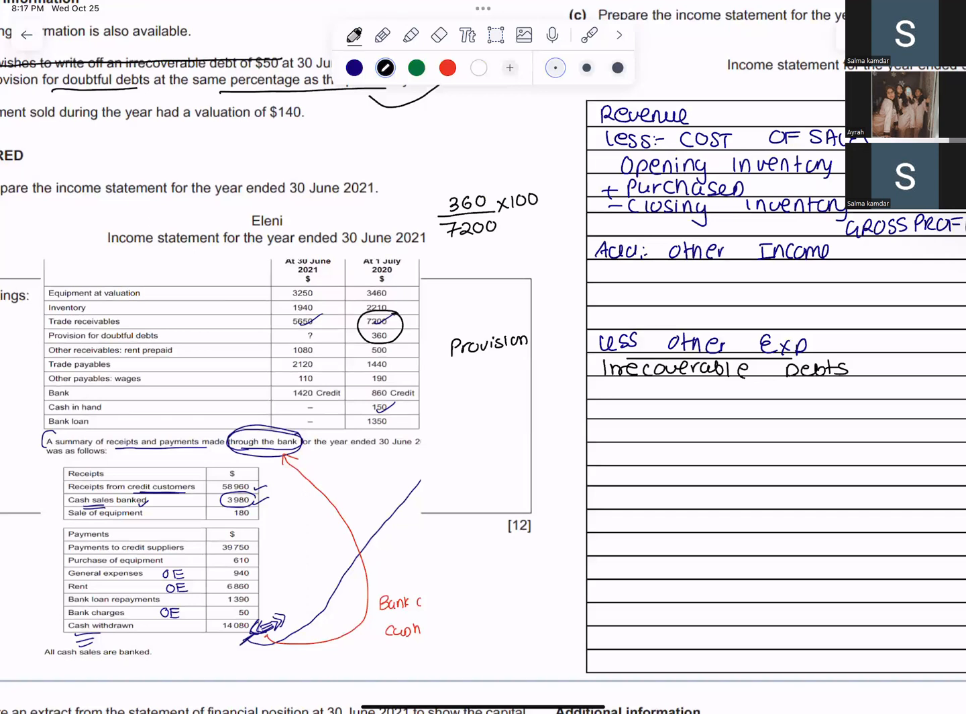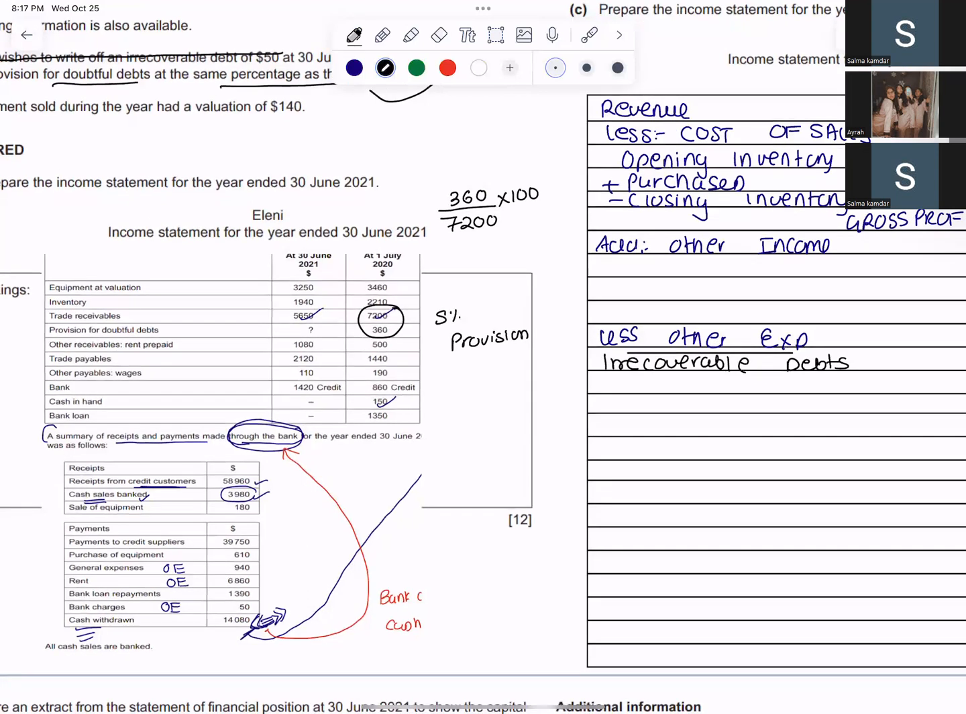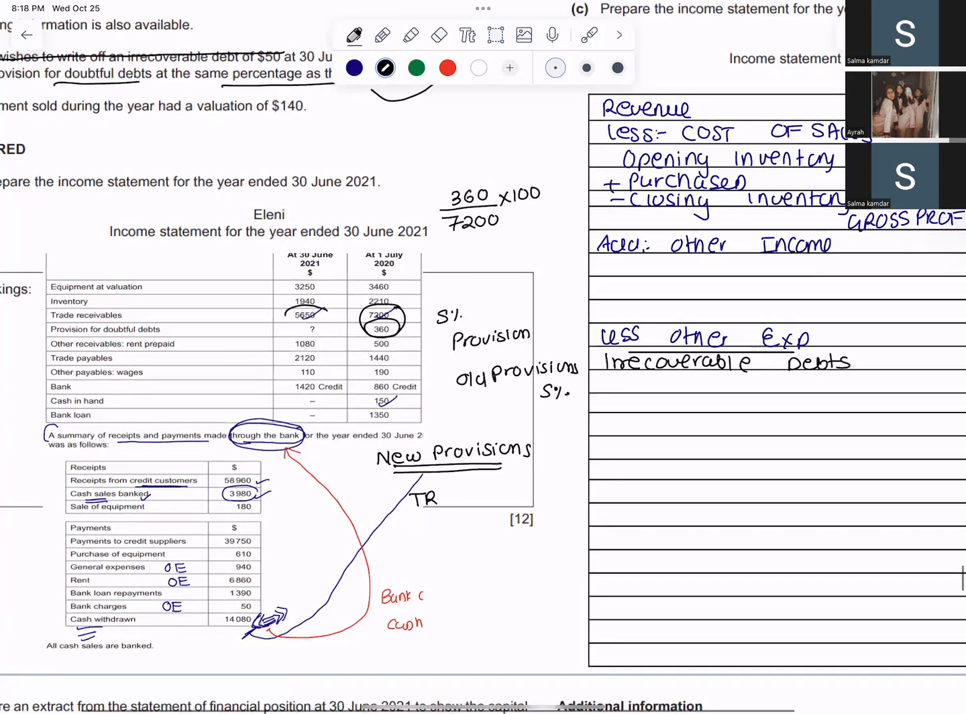It's 5%. That means the old provision was how much percent? 5%. And that was how much? 360. Provision is always created as a percentage of trade receivables minus net trade receivables. What is my current trade receivables? Trade receivables is 5650.